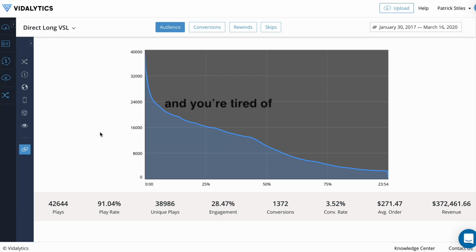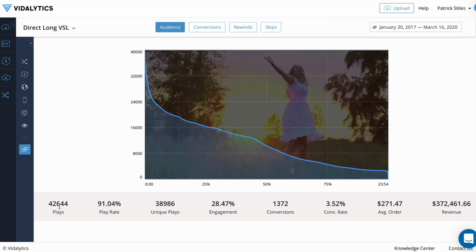So the first thing that we have here, below the video graph, we have a bunch of different metrics. So we have our total plays, the play rate, the unique plays. So this would be just people that watched it no matter how many times. And the total plays would count the multiple plays from individuals that watched more than once.